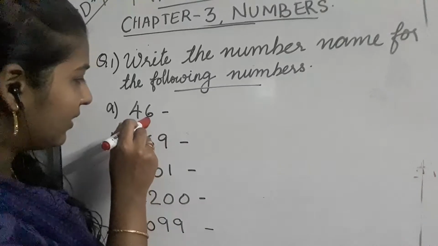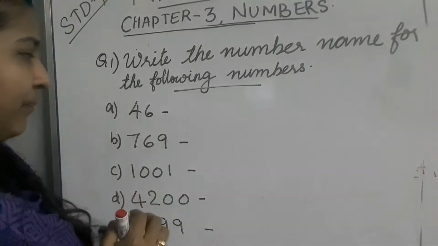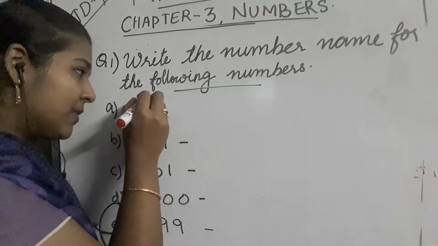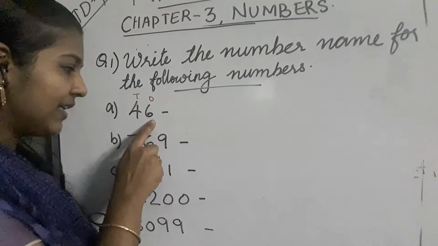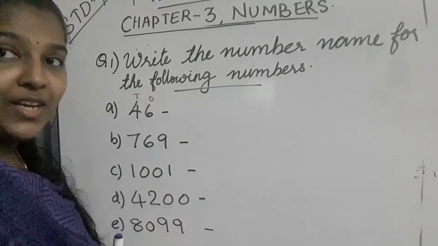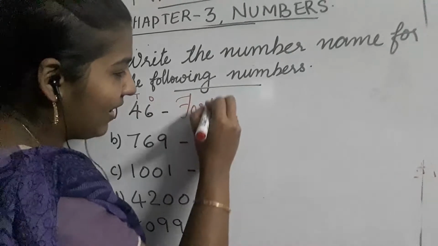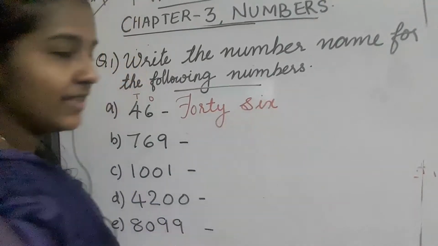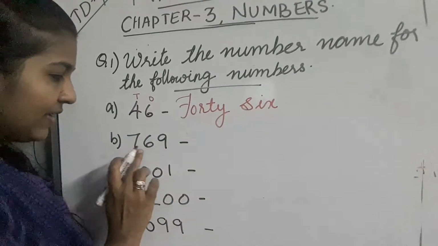So first look at the number 64. Only 2 digits are here, so it's a 2-digit number. And a 2-digit number has 2 places. It is ones place and tens place, isn't it? So tell me how to read this number. 4 tens and 6 ones, that is 46. So you can write 46, F-O-R-T-Y-S-I-X. Got it?